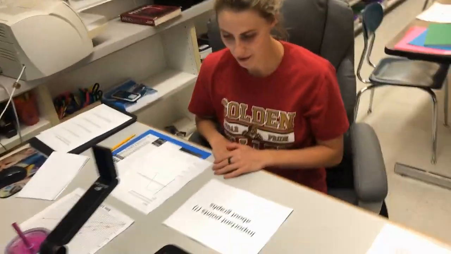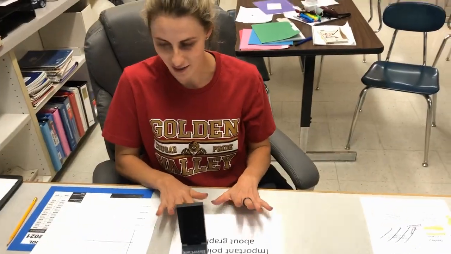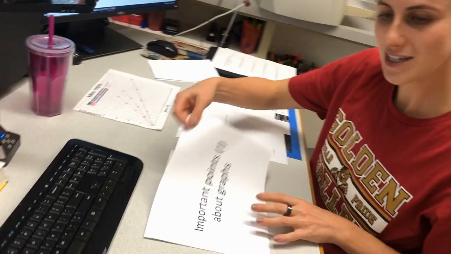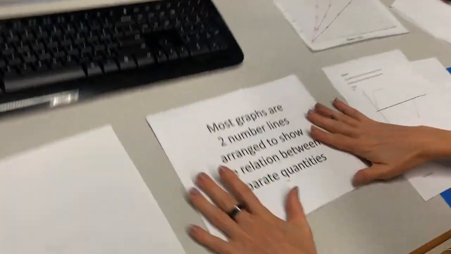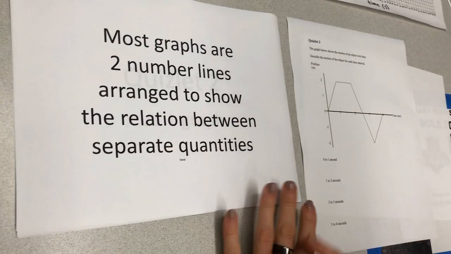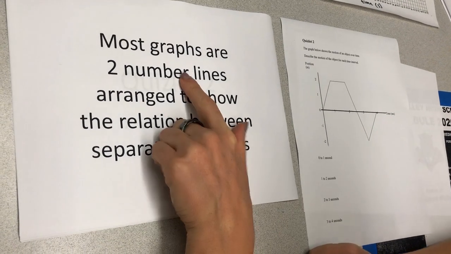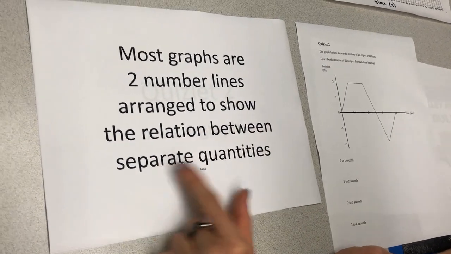Today we're going to talk about important points about graphs. We're going to learn all about graphs. Okay, so first things first, let's talk about graphs. Most graphs are two number lines arranged to show the relationship between separate quantities.